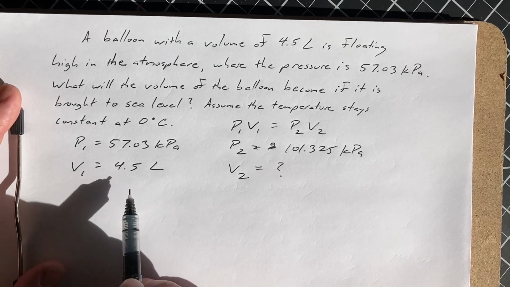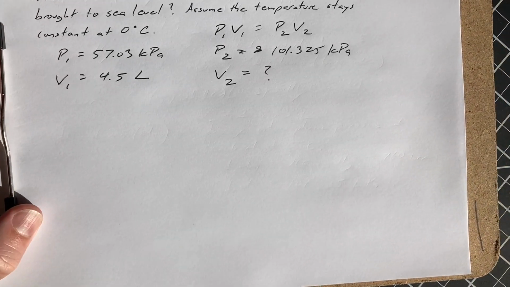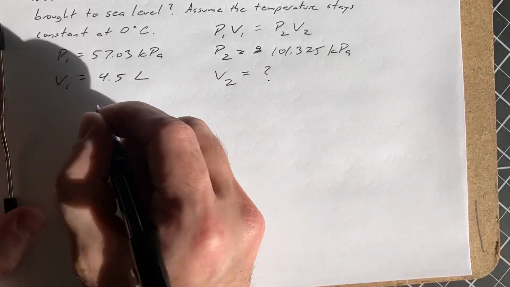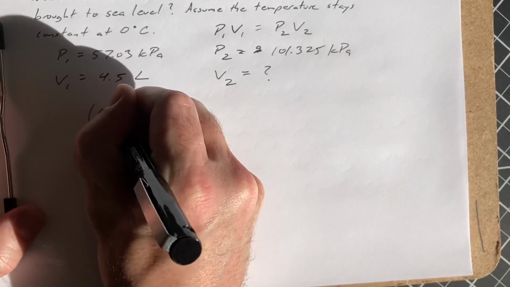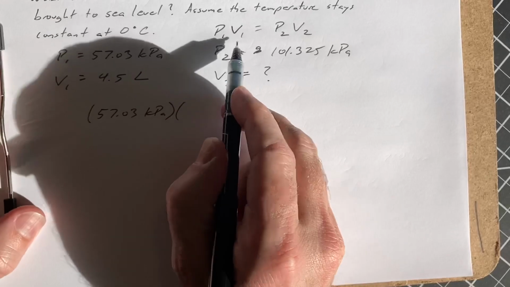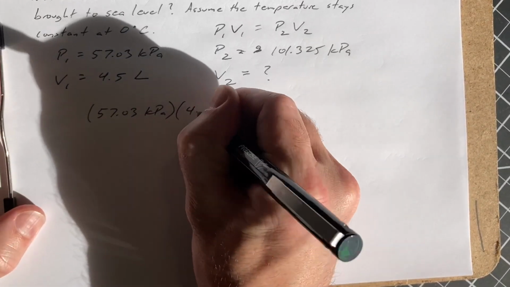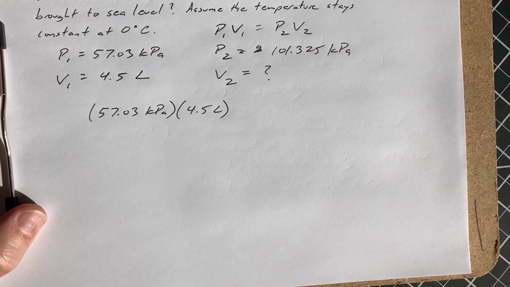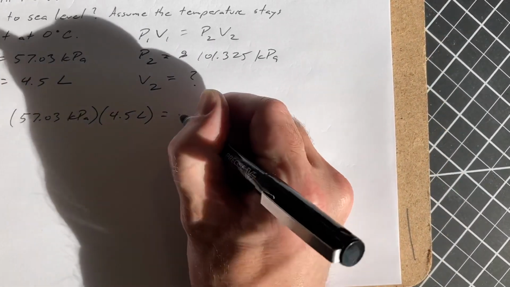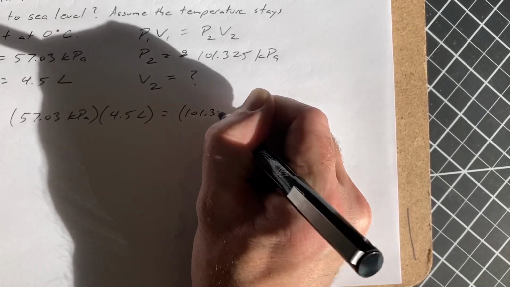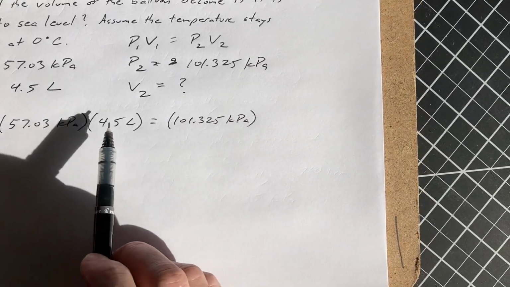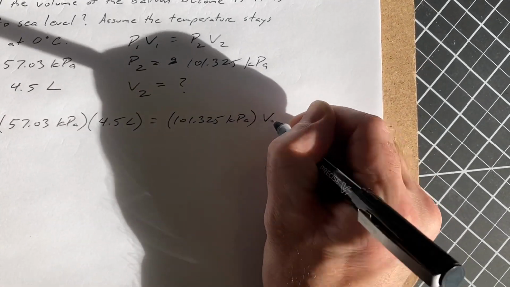All right, let's set it up. P1 times V1 equals P2 times V2. Here's our P1, 57.03 kPa, times our V1. Here's our V1, 4.5 liters, equals P2 times V2. Here's our P2, 101.325 kPa, times our V2. That's what we're looking for. That's what we don't know.